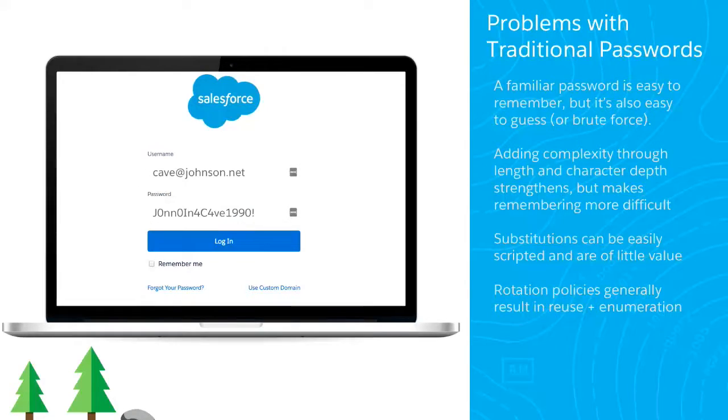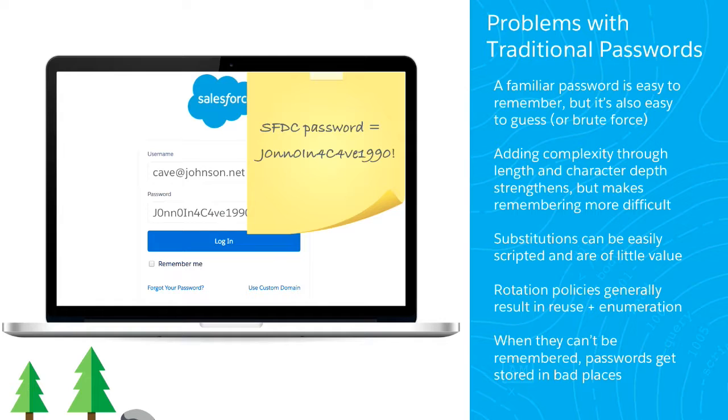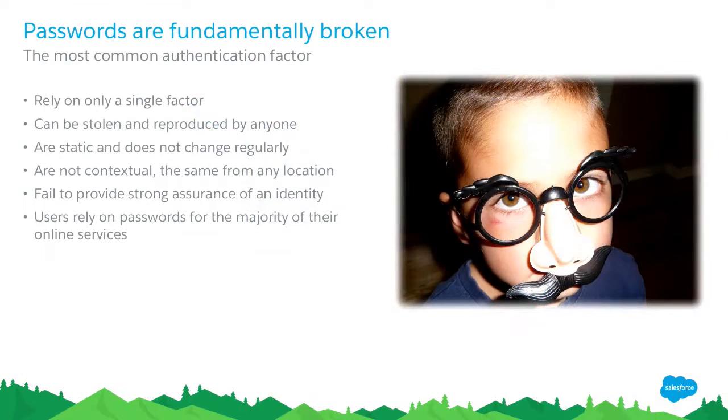Then you have rotation policy, so all of a sudden he has to change it to 90, then 91, but he can't do incrementing values at the end, so he puts an exclamation mark afterwards. And then he just gives up. He can't remember the password, so he just whacks it on a Post-it and sticks it on his computer under his desk. You know your story. You've seen it before.